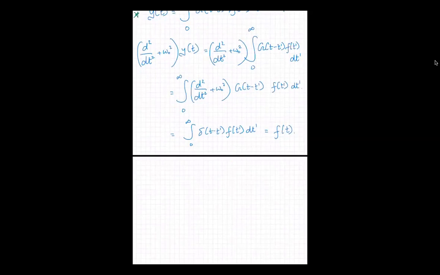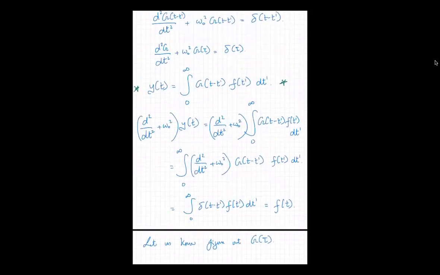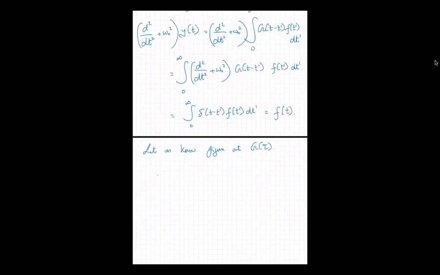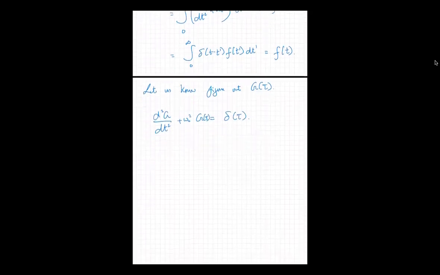So let us move on to the next goal of, let us now figure out g of tau. Tau, I remind you, is t minus t prime. So let us look at the differential equation again. d square g over dt square plus omega 0 square g equals delta of tau. Okay. Now, g is of course a function of tau, and I'm going to solve this using the Fourier transform technique.